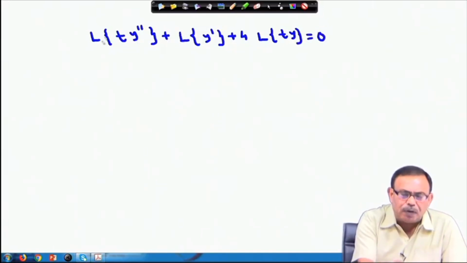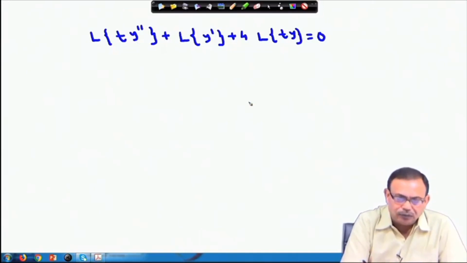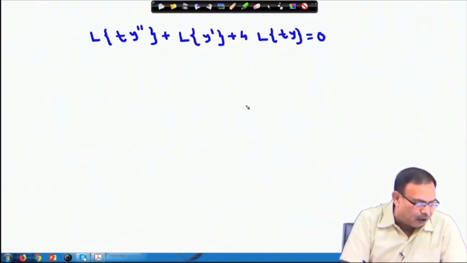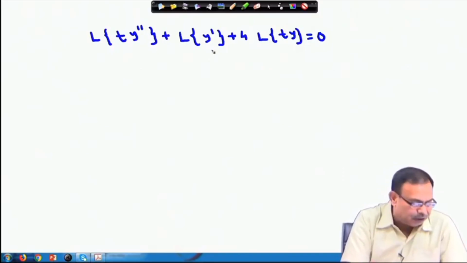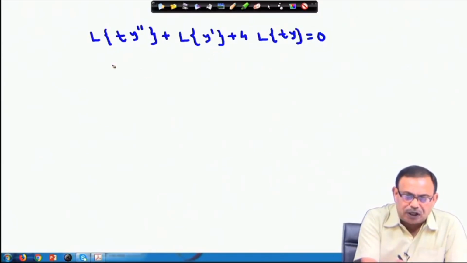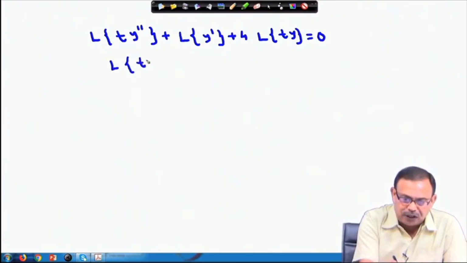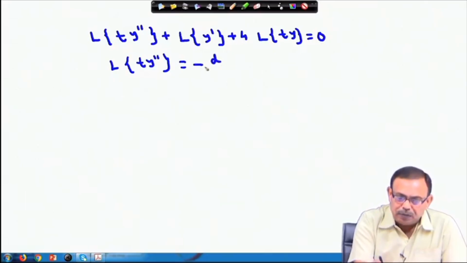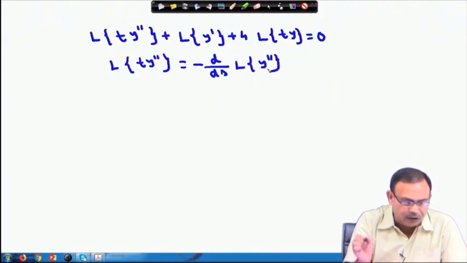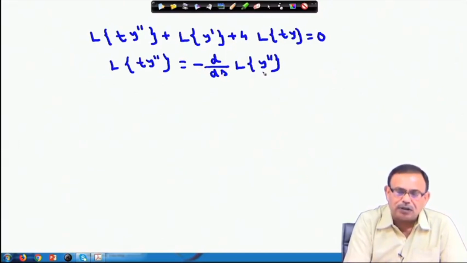What is the Laplace transform of t y dash, or the Laplace transform of t y? The Laplace transform of y dash we know. What is the Laplace transform of t y dash? Using the property, I can write t y double dash as minus d by d s of the Laplace transform of y double dash.